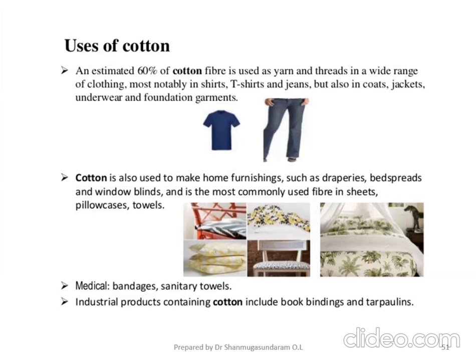Now please look at the slide. So again you can use it as a t-shirt or jeans or coats, jackets, underwear, and even garments. Cotton is also used to make home furnishings, such as bedspreads, pillow covers, towels, etc. Even sometimes it is used in medical products like bandages or sanitary towels. Then industrial products like bookbinding cloth, or even sometimes it is used as tarpaulins.